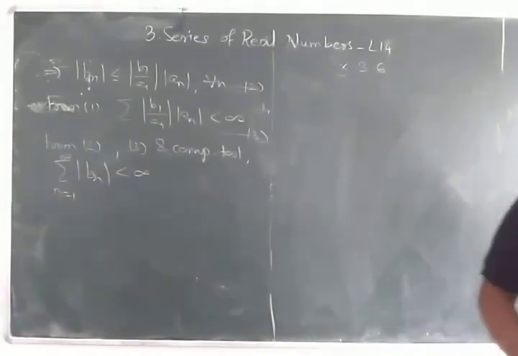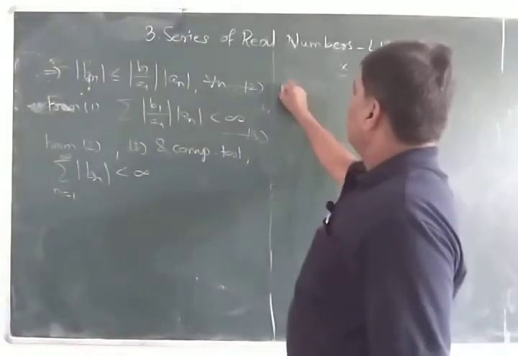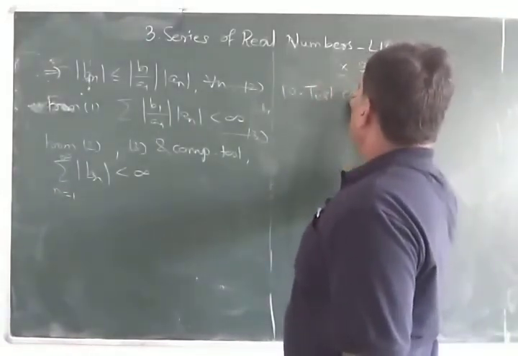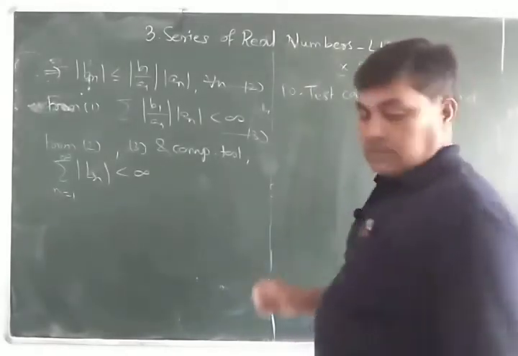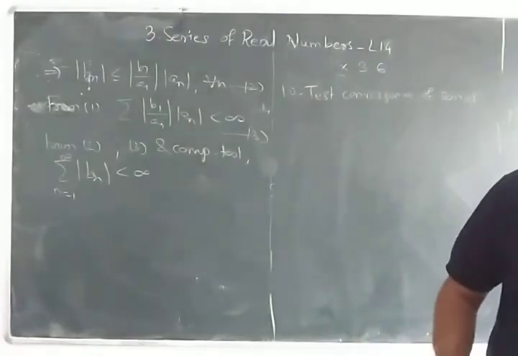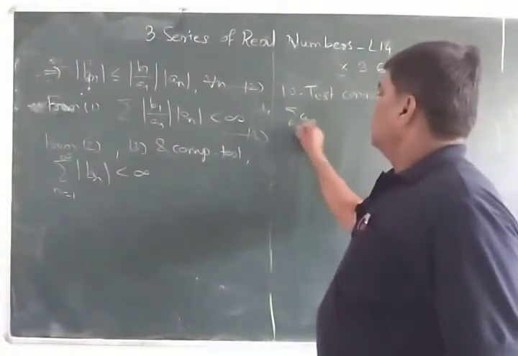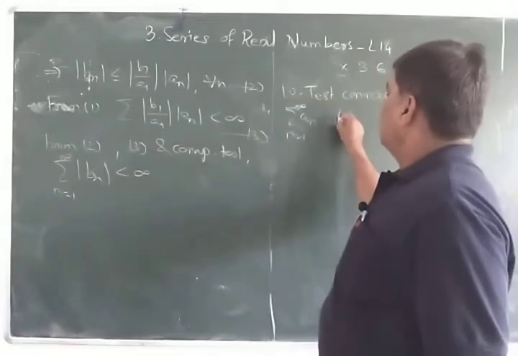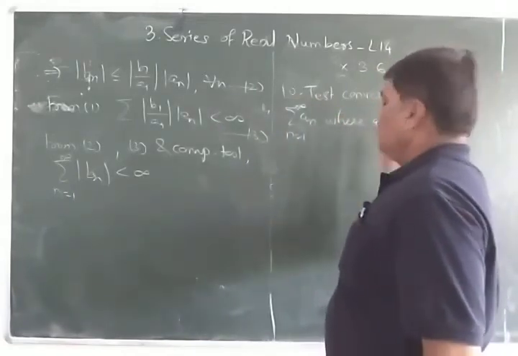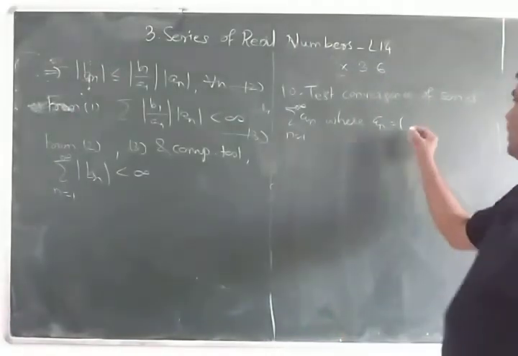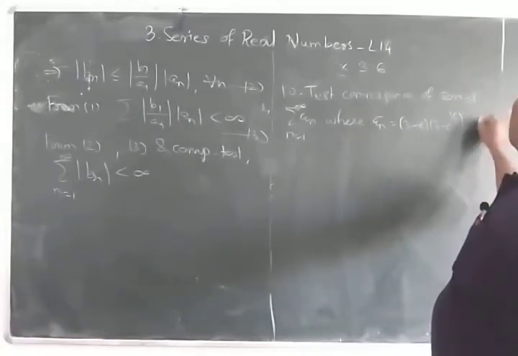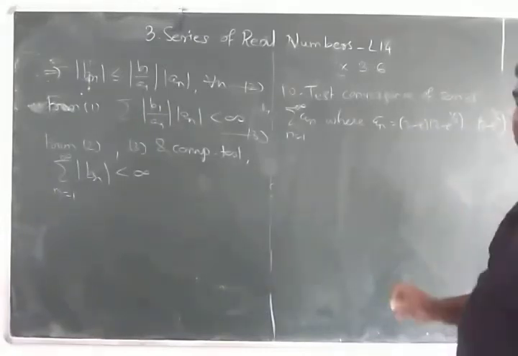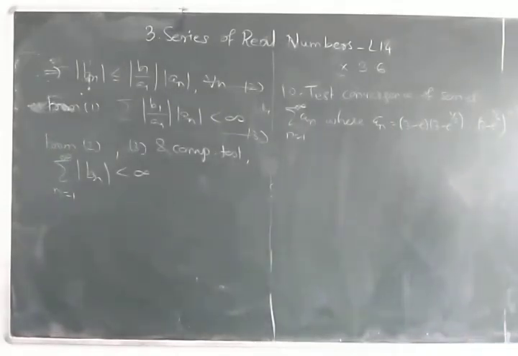Next example, test the convergence of the series summation of a_n, where a_n is equal to 3 minus e into 3 minus e raised to half and so on, 3 minus e raised to 1 by n.